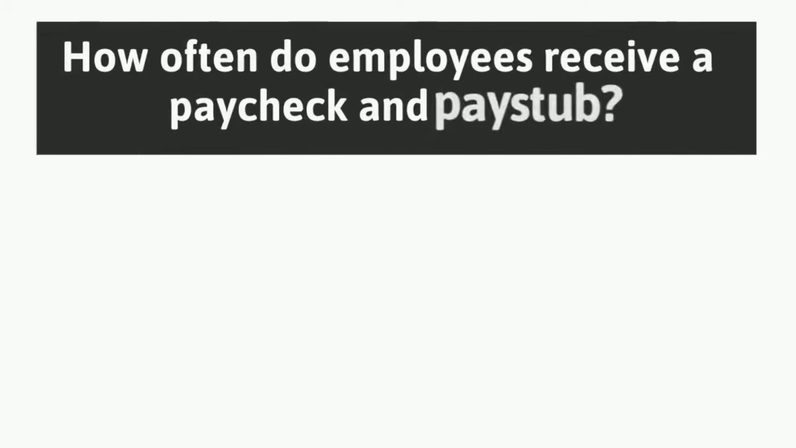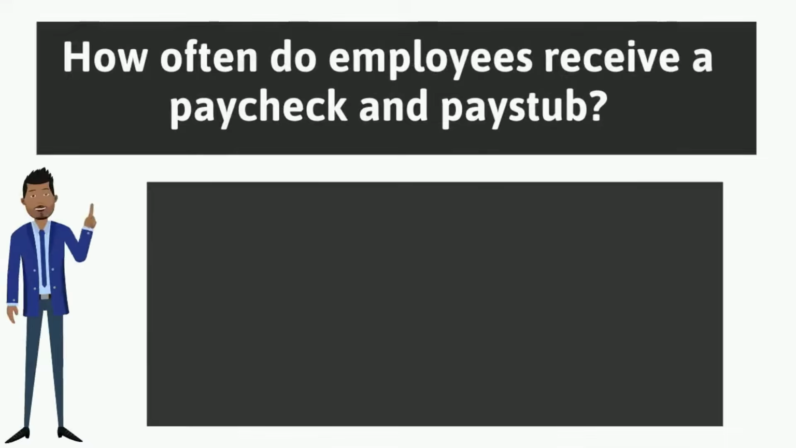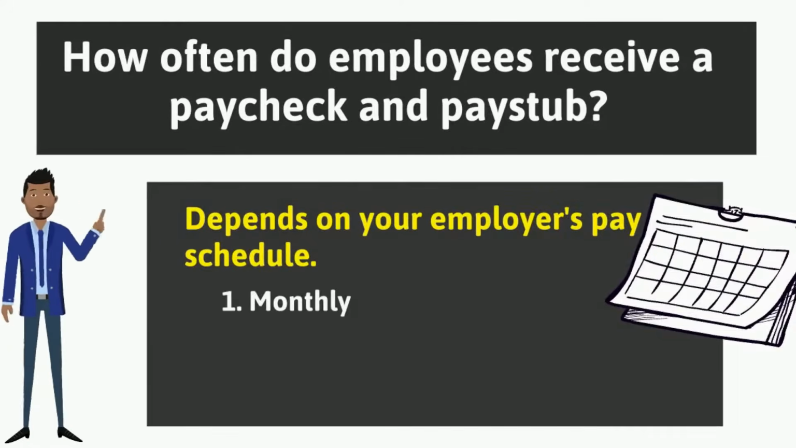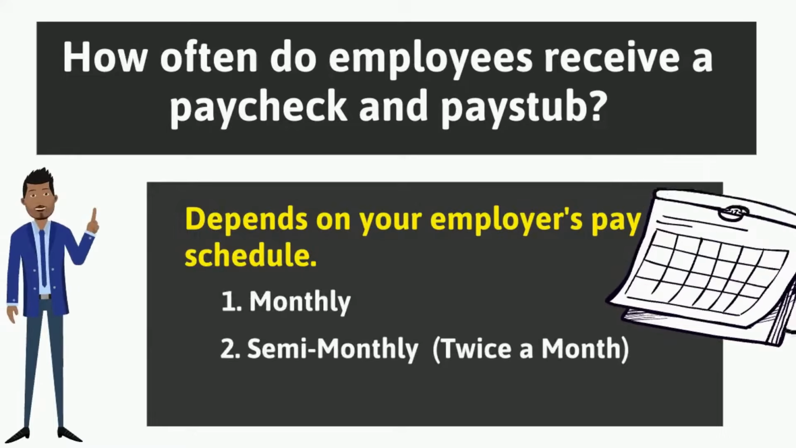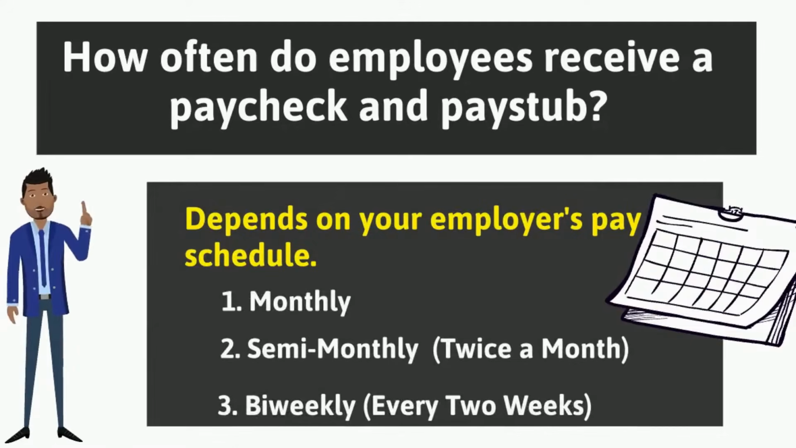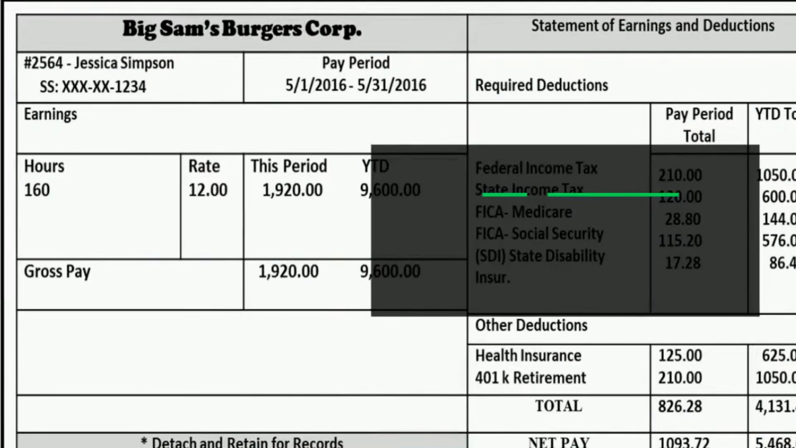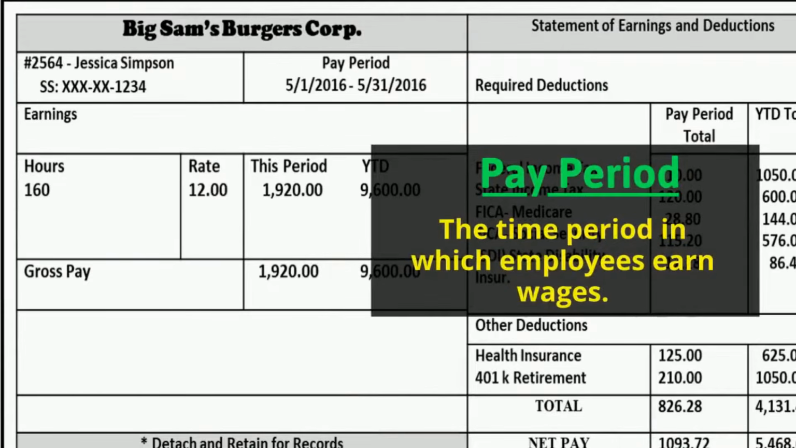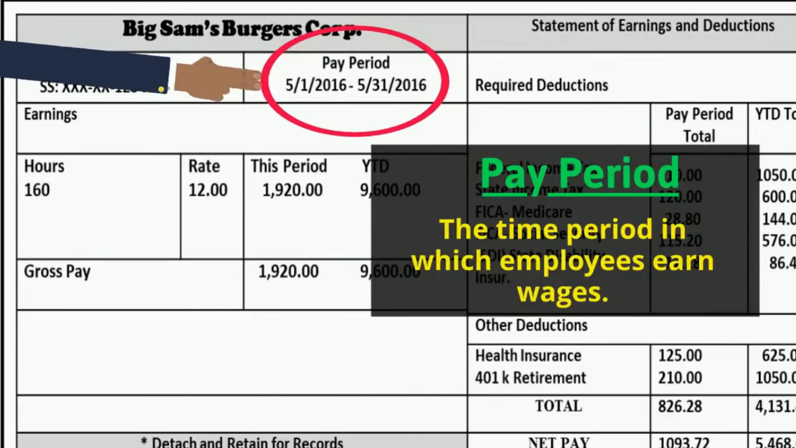When you're working, how often do you receive a paycheck and a pay stub? It really depends on the employer's pay schedule. The common pay periods can be monthly, semi-monthly, which is twice a month, or bi-weekly, which is every 2 weeks. The pay period, the time period in which employees earn wages, will be shown on the pay stub. For example, here it shows that the employee is being paid monthly.